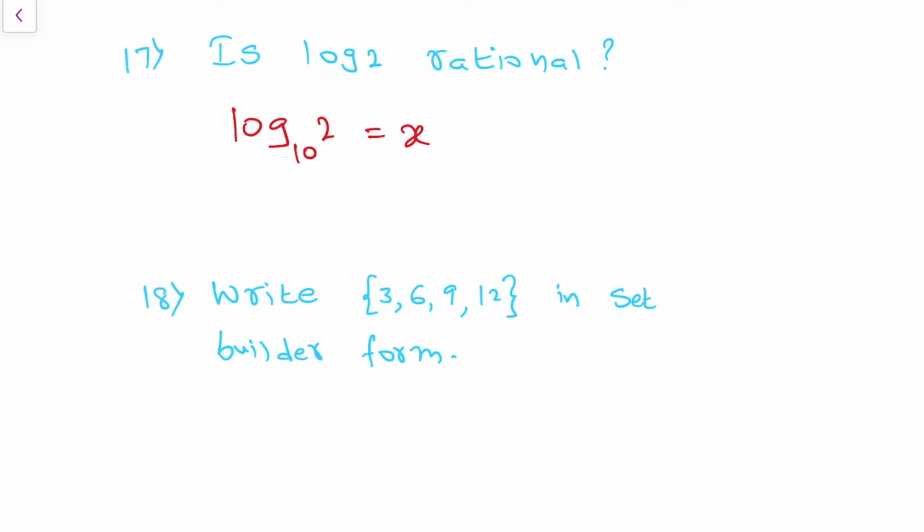Now we need to convert this logarithmic form to exponential form. The main number is 2, so write 2 equals, and this is the base, so take the base again, 10 power x. So 2 equals 10 power x. Whatever number you substitute for x, is there any chance we will get the answer 2? Impossible. So there is no x value which satisfies this equation. That's why log 2 is an irrational number.